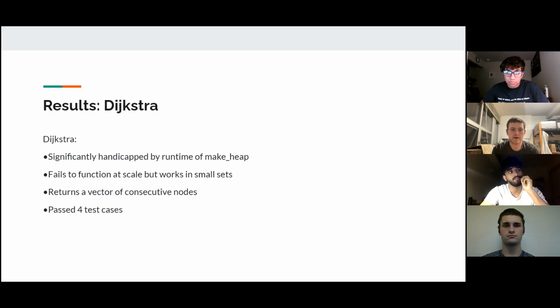So what our algorithm actually did was return a vector of consecutive nodes, and then we could use those nodes for our visualization algorithm. And the test cases we ran for Dijkstra's algorithm included some to make sure that if the nodes that we selected weren't connected, then Dijkstra's is going to output a standard output saying that it's impossible to connect them. And then we did a few test cases where there are multiple possible paths and made sure that it selected the shortest possible path.